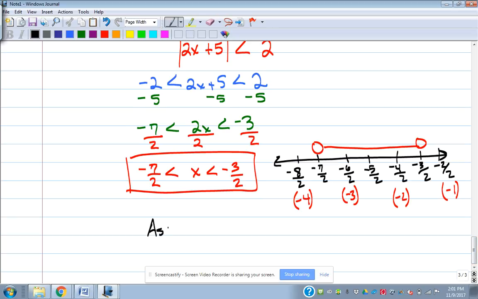All right, your assignment. Page 401, 3 through 20. Follow the instructions. If they say graph, graph it.